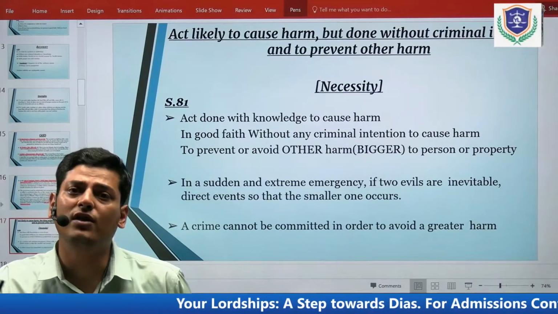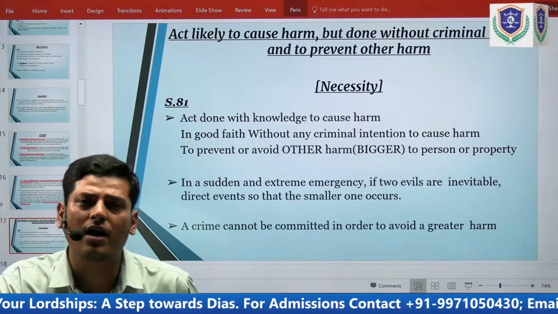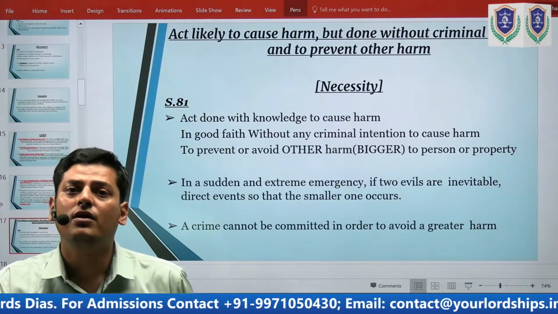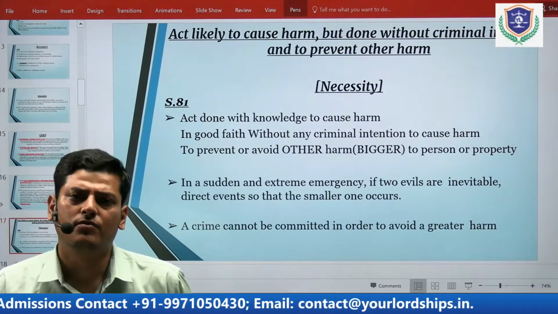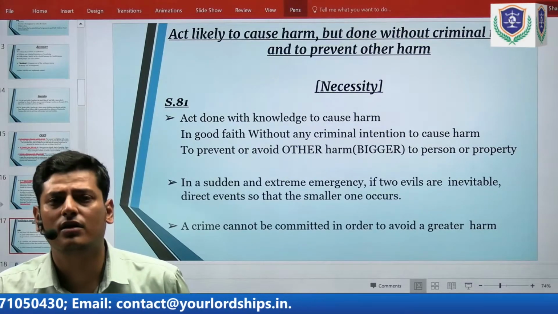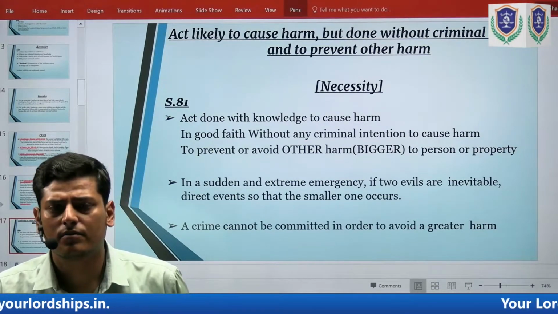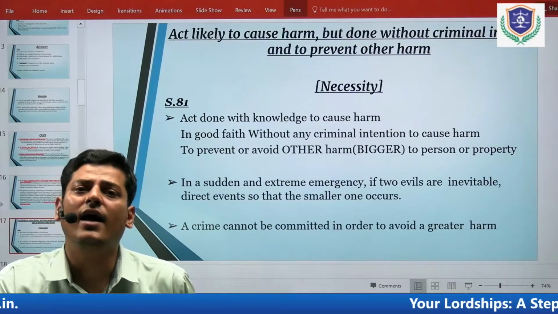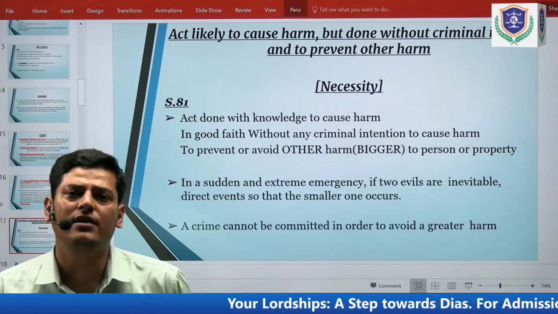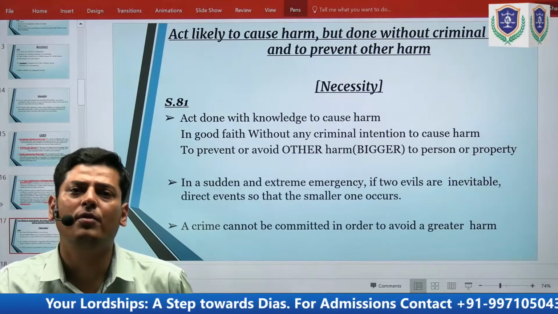Meaning thereby, conceptually this is also known as the defense of necessity. You have the knowledge that you will commit an act that is likely to cause harm. But apart from that knowledge, the guilty intention, the criminal intention, is missing here. Though you know the act might cause some harm, you have done it without criminal intention and also in good faith. For what purpose? For the purpose of preventing some other harm.